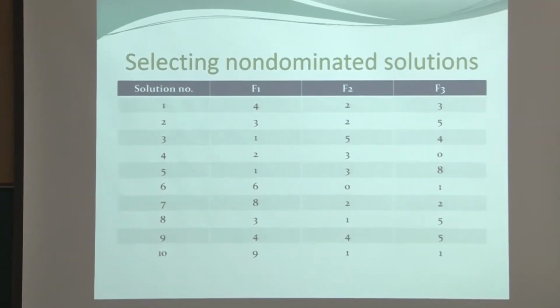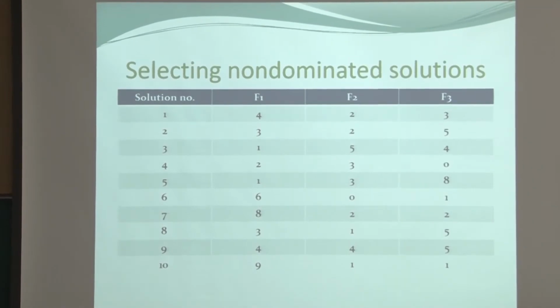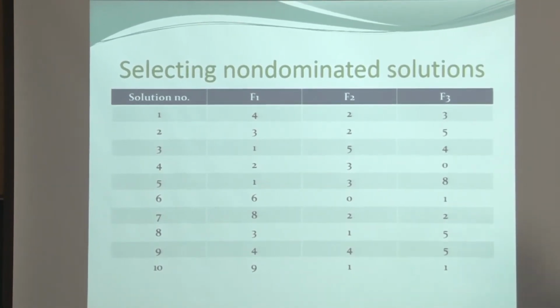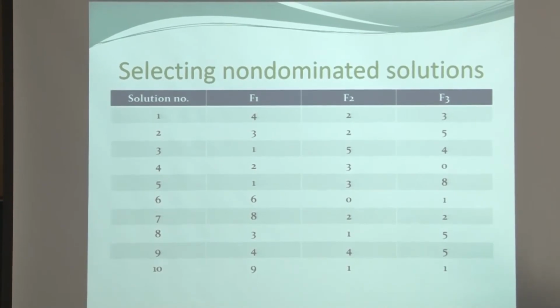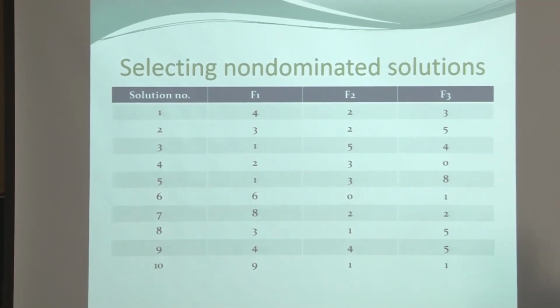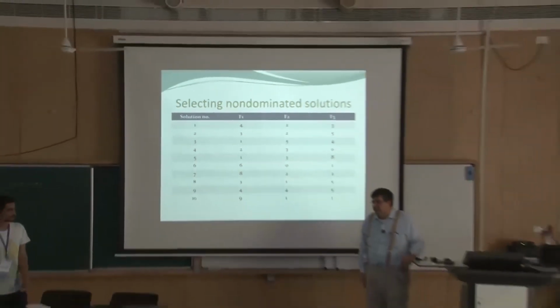We only have 2 more solutions, 9 and 10. So can you tell me for 9, is it dominated by someone? 1 dominates 9, so it's dominated. What about 10? Are you sure? 6 dominates. So those are the only non-dominated solutions: 1, 3, 4, 5, 6, 8, using the naive algorithm. So are there any questions on how this algorithm works? It's very simple, right? Implementation is also very simple.